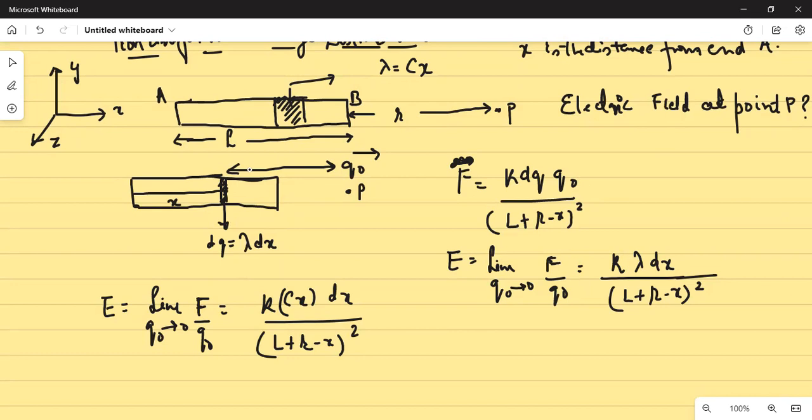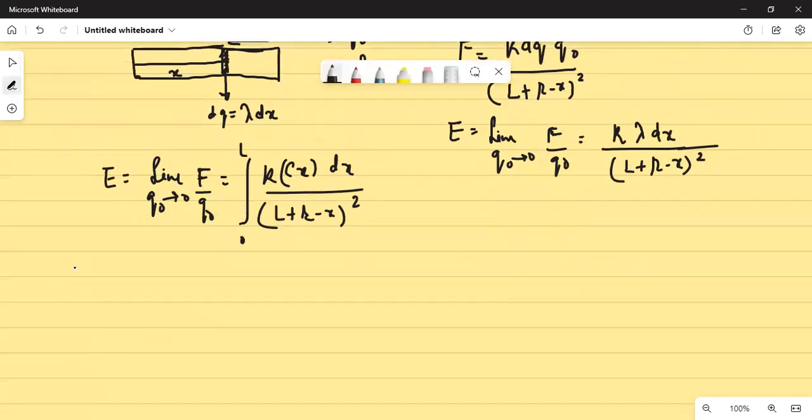And from where to where? All these differential elements will be collected from the entire length, so this will go from 0 to the complete length. Is that clear? So the total electric field E will be equal to K C integration from 0 to L. This x I can write as L plus R minus (L plus R minus x), so I'll write a negative outside.